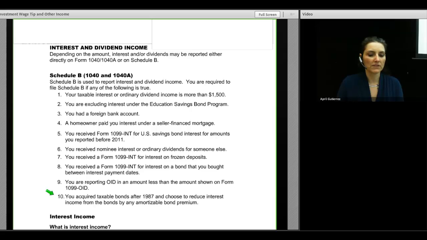Now, the most common reason I see Schedule B has to be attached is simply that we hit this $1,500 figure. But foreign bank accounts, quite a few people have them. And the other reason I run across occasionally is a homeowner paid you interest on a seller-financed mortgage. Those are the most common reasons that I see Schedule B is required.